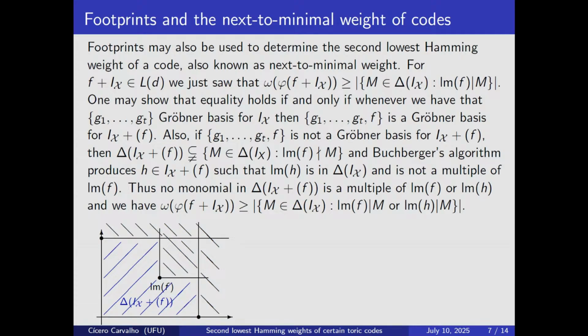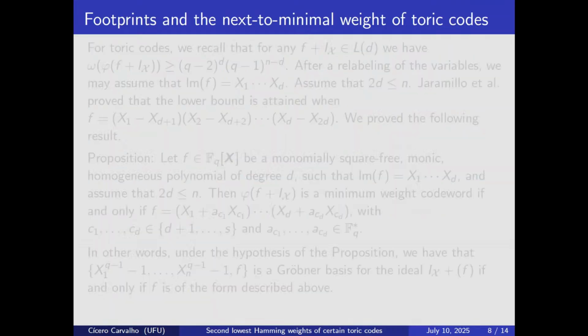Monomials which are not multiples of the leading monomial of f or of the leading monomial of h. So the number of these points here establishes a new lower bound for the weight of this code word, which is of course greater than that lower bound. So it's a lower bound that can be used to determine the second lowest weight.